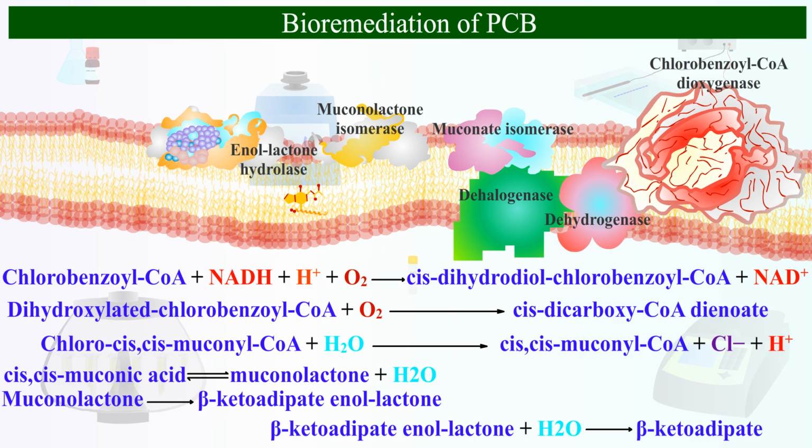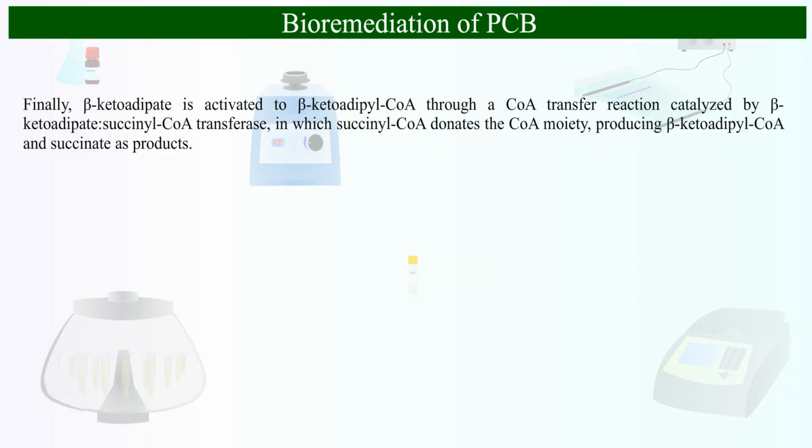The beta-ketoadipate enol-lactone is then hydrolyzed by enol-lactone hydrolase, in the presence of water, resulting in the formation of beta-ketoadipate, a linear dicarboxylic acid containing a beta-keto functional group. Finally, beta-ketoadipate is activated to beta-ketoadipyl-CoA through a CoA transfer reaction catalyzed by beta-ketoadipate:succinyl-CoA transferase, in which succinyl-CoA donates the CoA moiety, producing beta-ketoadipyl-CoA and succinate as products.